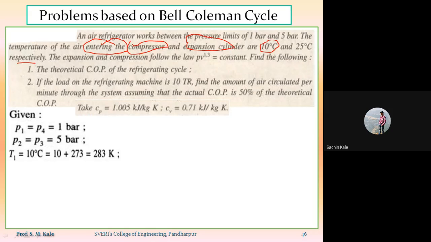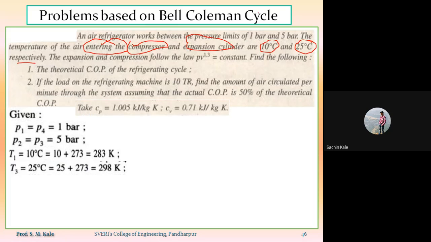Which is the expansion process? 3 to 4 is the expansion process, 1 to 2 is the compression process, 2 to 3 is a constant pressure heat rejection process, and 4 to 1 is again a constant pressure heat absorption process. So inlet of expansion means they have mentioned the value of T3. So 25 degrees centigrade is the value of T3.